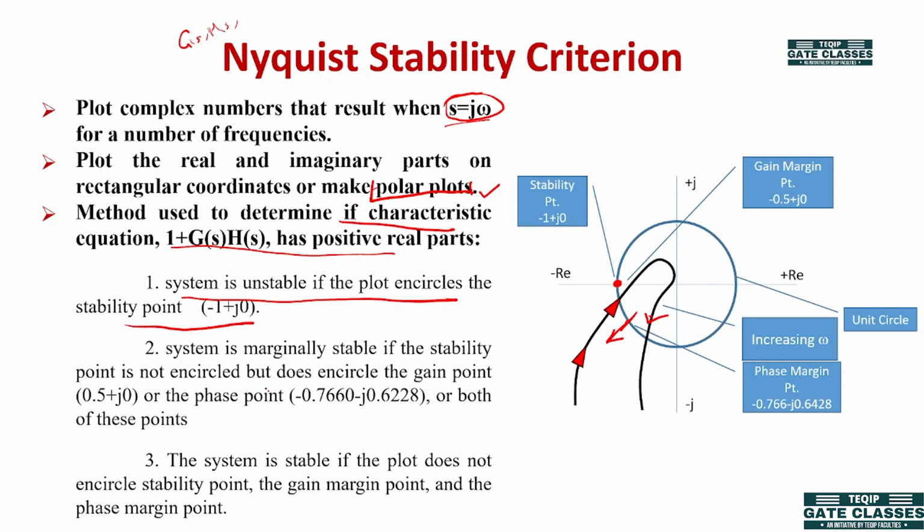So the third point: the system is stable if the plot does not encircle the stability point, the gain margin point, and the phase margin point. This system is stable as it is not encircling any of the points. This is the stability point, this is the gain margin point, and this is the phase margin point. So this curve is not encircling any of the points, so this system is stable.